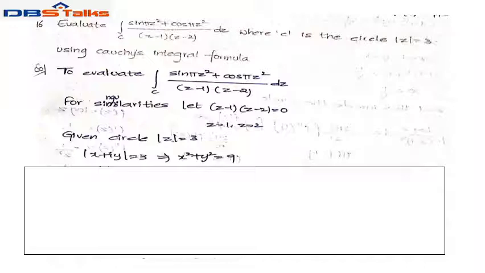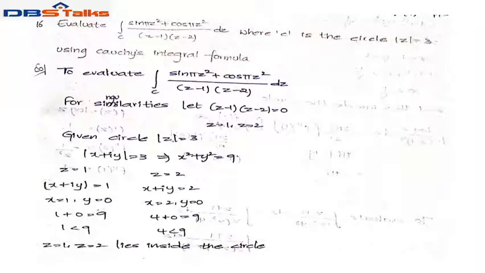For singularities, let (z minus 1) into (z minus 2) equal to 0. Therefore, z equals 1 and z equals 2. Given circle is mod z equal to 3. Using the magnitude formula, mod x plus iy equal to 3, then root of x square plus y square equals 3. Squaring on both sides, x square plus y square equals 9. So, this is the circle equation.